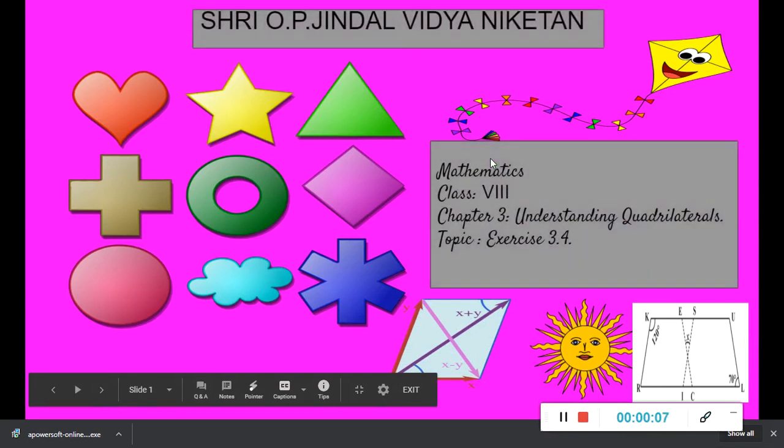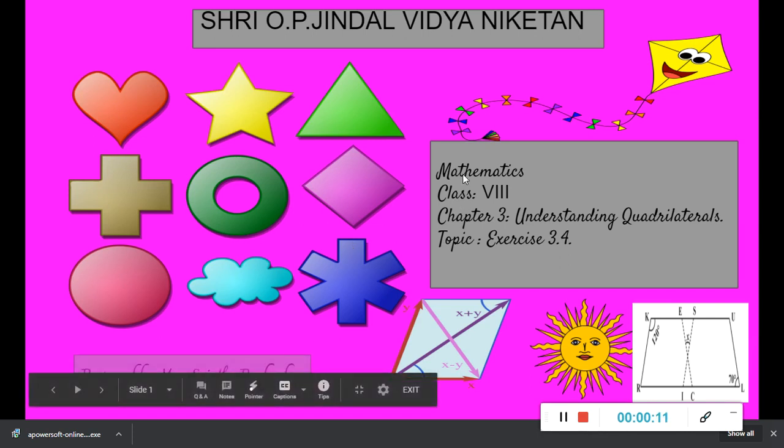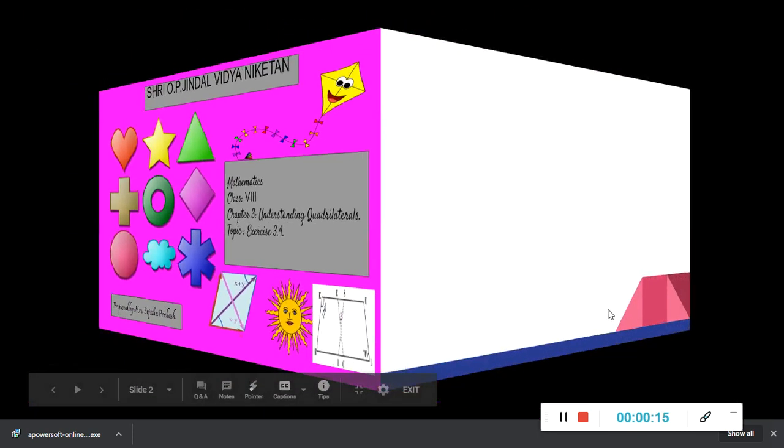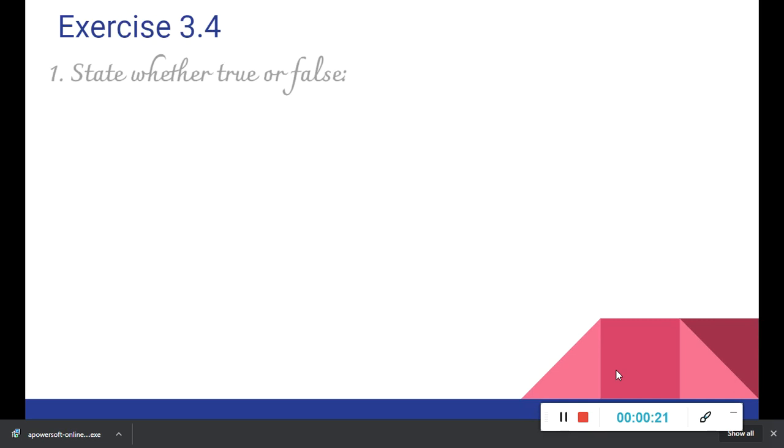Today we are solving exercise 3.4 of chapter 3, Understanding Quadrilaterals. So, let us start. Exercise 3.4, first question. State whether true or false. The first statement is: all rectangles are squares.